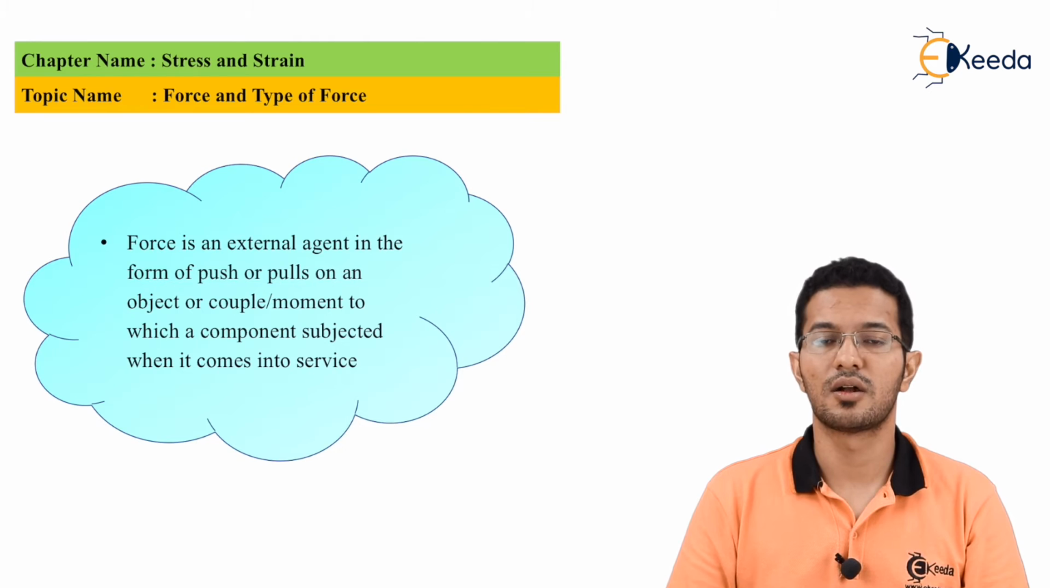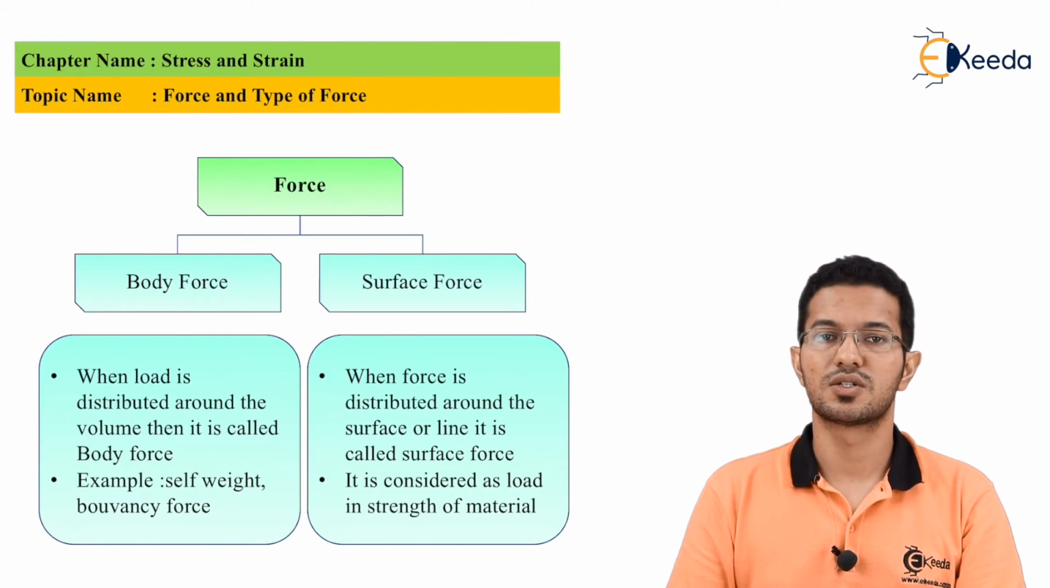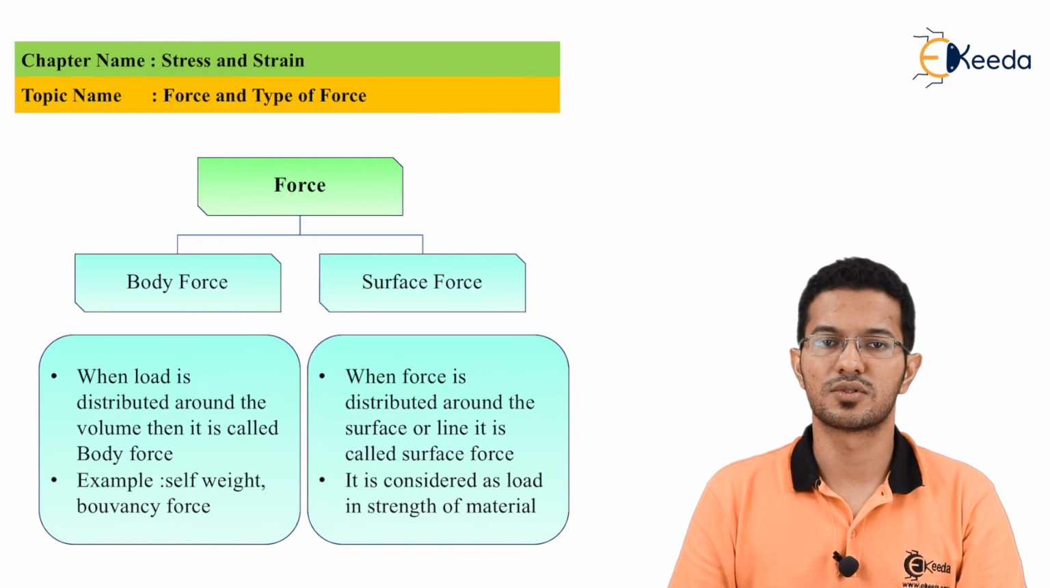We need to look into the types of forces. We know that there are two types of forces. The first force is called the body force. The body force is distributed over the entire volume of the body. Example, buoyancy force, weight of the body, or the centrifugal force. The surface force is the force which is distributed over the surface or the line, or acts at a point, which is called a surface force. Example, pressure force, drag force, or surface tension.